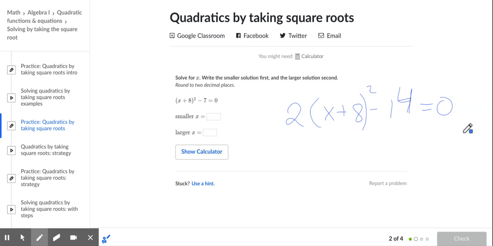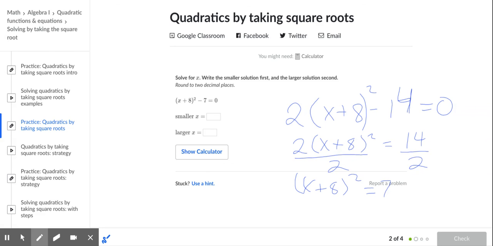So you would add 14 to the other side, just like we did on the last question. You're going to do that first. So 2x plus 8 squared equals 14. And then you're going to divide by 2 before you take that square root, because remember, you have to have the squared thing by itself. So you're going to divide by 2 first. So you get x plus 8 squared equals 7.